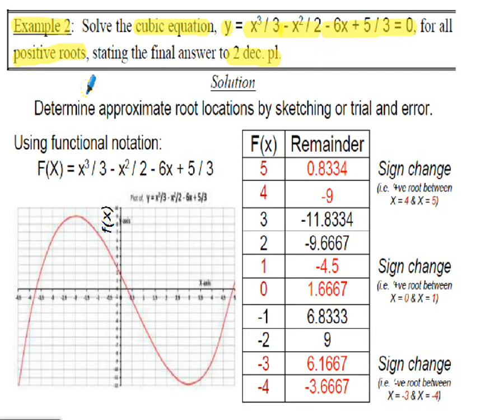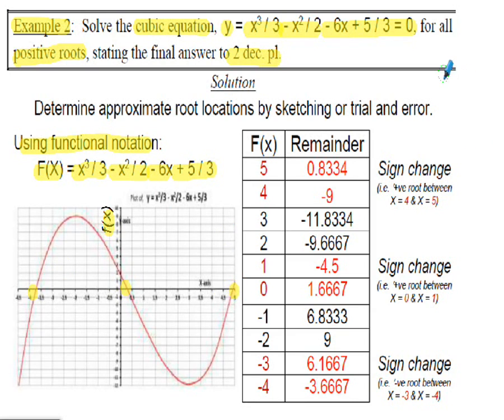So to solve this problem, as with all numerical solutions, we have to have some indication of where the answers reside. So using function notation, I've written the equation: f(x) is equal to x cubed divided by 3 minus x squared divided by 2 minus 6x plus 5 divided by 3, and I've plotted the equation below. This is the y-axis of the function against the x-axis, and we can see that there are 3 roots in this particular case. 2 are positive and 1 is negative.